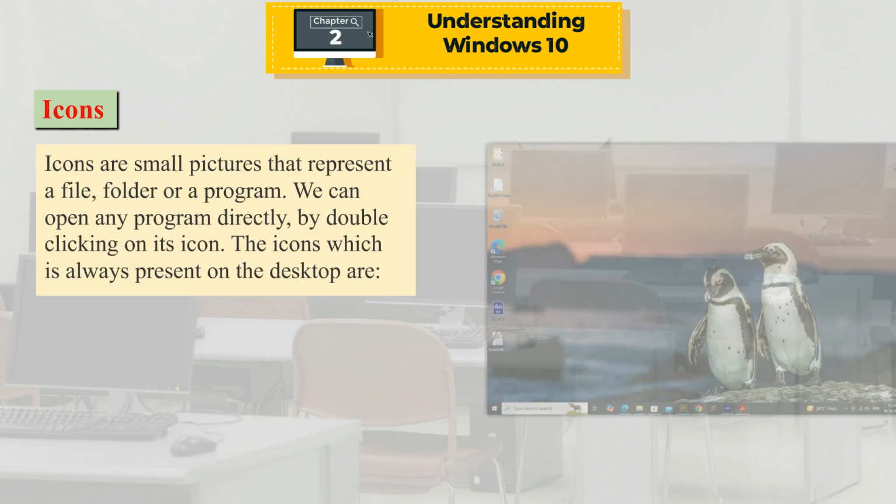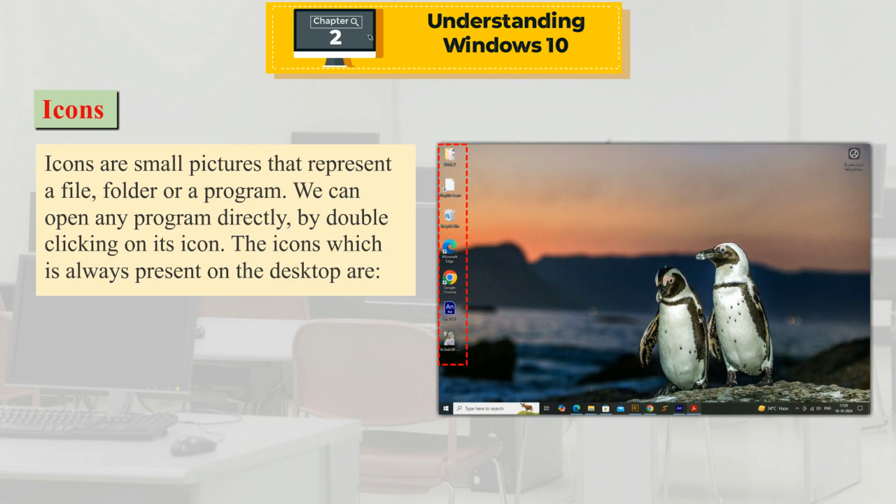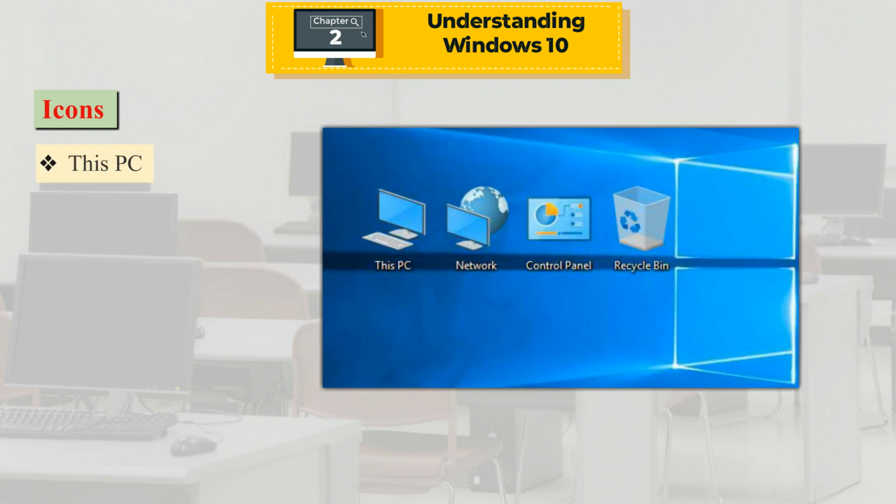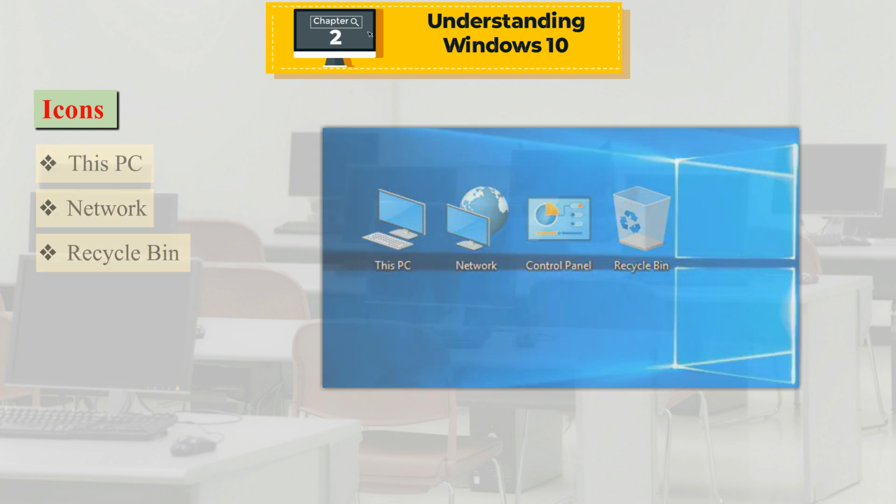Icons. Icons are small pictures that represent a file, folder, or a program. We can open any program directly by double-clicking on its icon. The icons which are always present on the desktop are This PC, Network, and Recycle Bin.